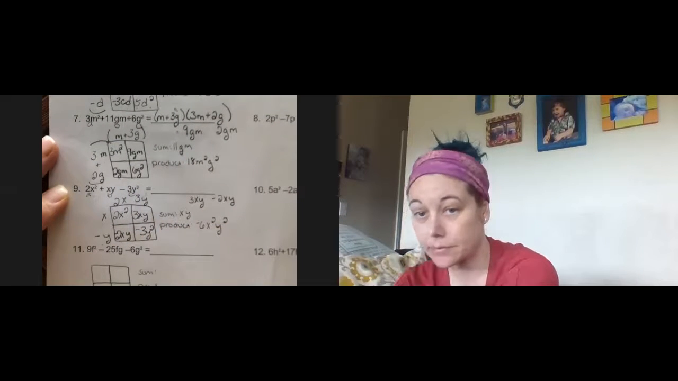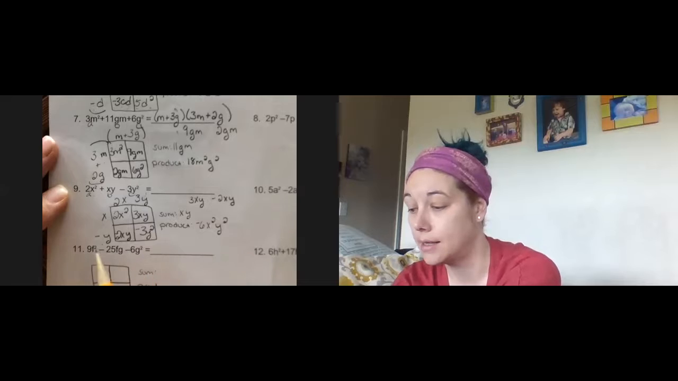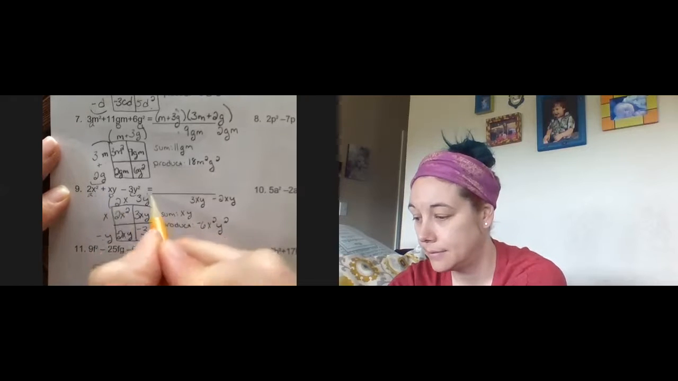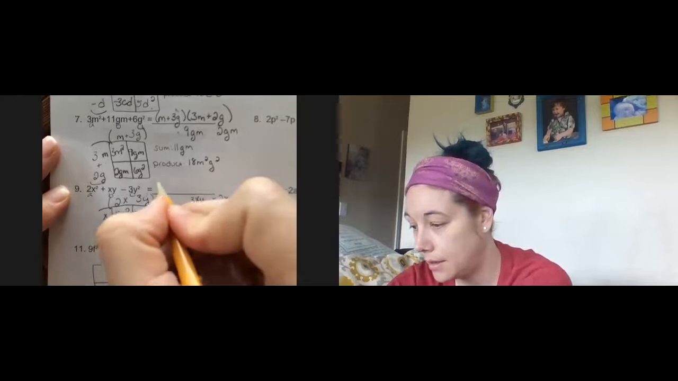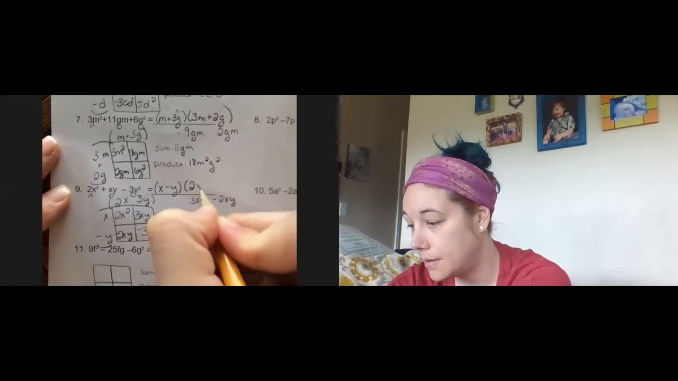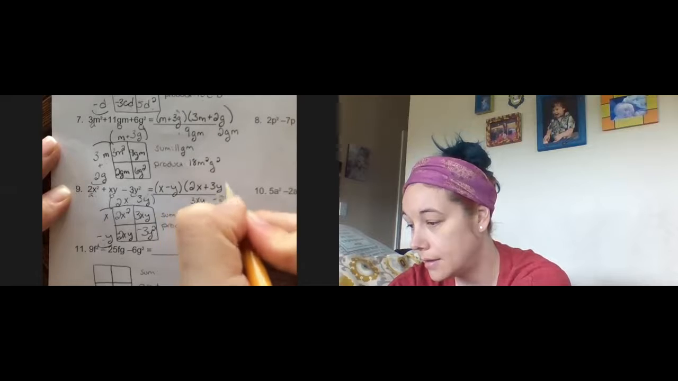All right, let's check our last box. Negative y times 3y. Negative 1 times 3 is negative 3. y times y is y squared. I did it. So x minus y times 2x plus 3y.